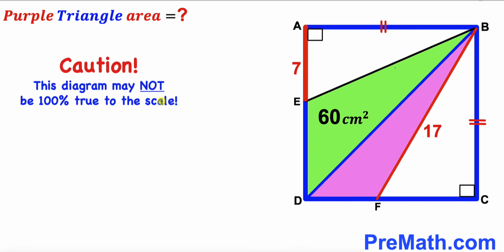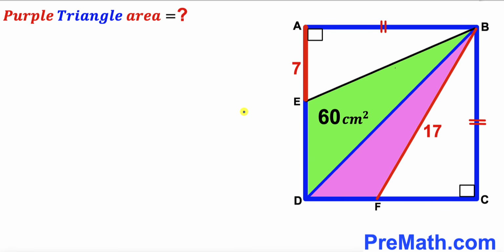Please keep in mind that this figure may not be 100% true to scale. Let's go ahead and get started. Here's our very first step. Let's focus on this blue square ABCD. If I label the side length of this square as x, then the side length is x across the board. Now we know that segment AE has length 7 centimeters, so the remaining segment DE has got to be x minus 7.